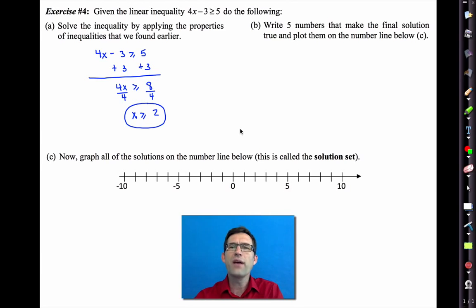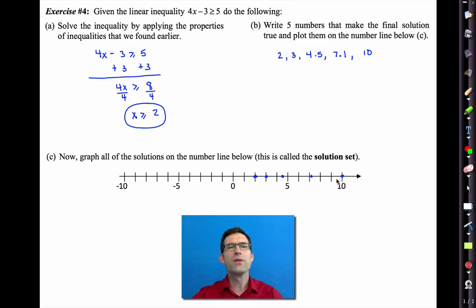Now letter B says write 5 numbers that make the final solution true and plot them on the number line below in C. So what are 5 numbers that are either greater than or equal to 2? Now there's many that are greater than or equal to 2, but here are some of them. Well, 2 is greater than or equal to 2. 3 is, 4.5 is, I wanted to throw in some that are fractional. 7.1 is, how many do I need to do? 5, 1, 2, 3, 4. 10 is, right? So for instance, this is good, 4.5 is good, 7.1 is good, it'd be right about there, 10 is good.